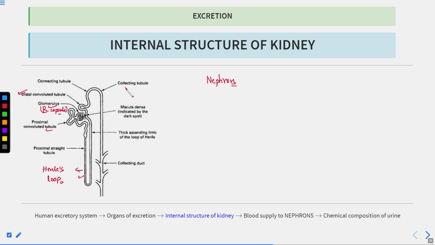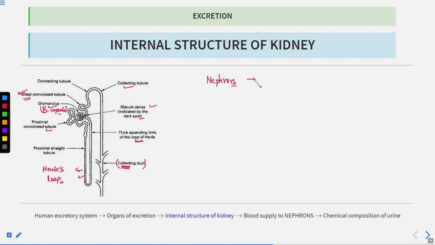Here you can see the collecting duct in the end. And these are some other regions: the macula densa, indicated by the dark spot. This is the thick ascending limb of the loop of Henle. This ascending loop of Henle extends into the distal convoluted tubule. And finally, this is the collecting duct. All the uriniferous tubules merge into the collecting duct.